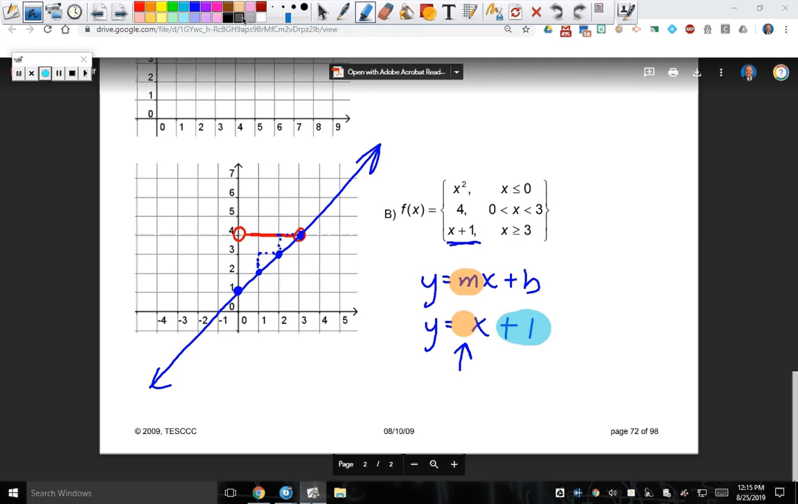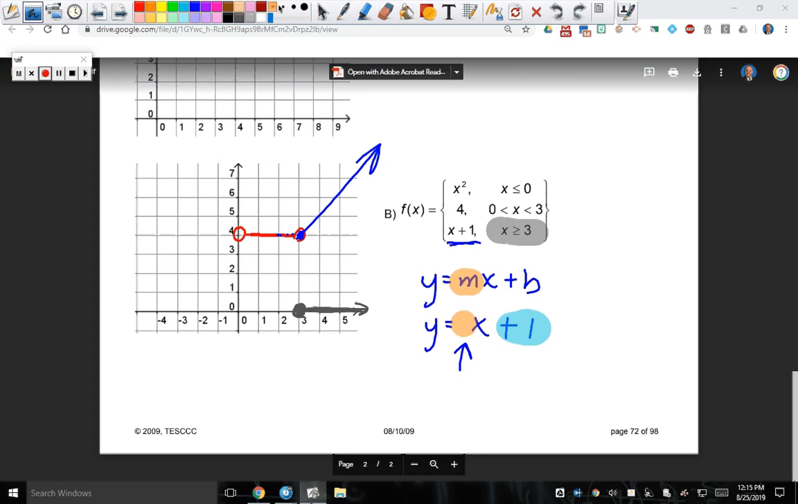However, we only want to show this interval where x's are greater than or equal to 3. So let me go ahead and go to the x-axis. Greater than or equal to 3 means at 3 or to the right. That's what we're going to show on the graph. So all this extra stuff we have to erase, because we only want to show that piece where it starts at 3 and then goes to the right.